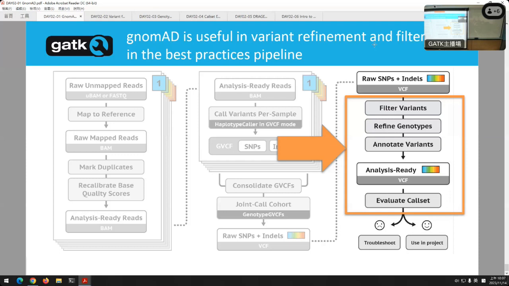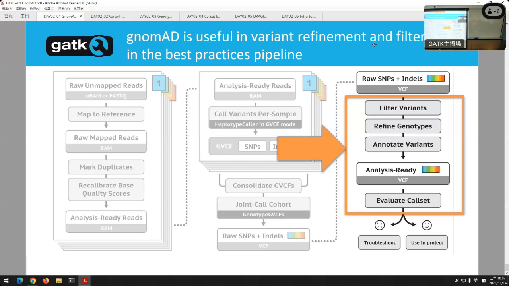Oh, okay. One more question. Sometimes we can see here the filter is not passed. How do we use the information? Okay, yeah. So when the filter status in the browser is not pass, that indicates that that variant was not super high quality.